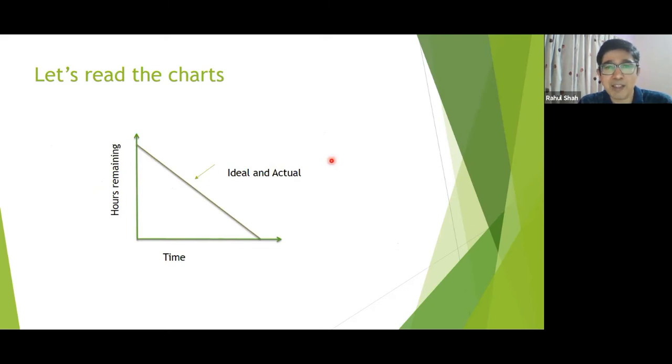So hours remaining, this is ideal and this is actual. We will keep one assumption: whenever the hours remaining are going down, the stories are also getting closed. So we keep that one aside. Okay, this is the ideal and the same is the actual. How do you read this one?